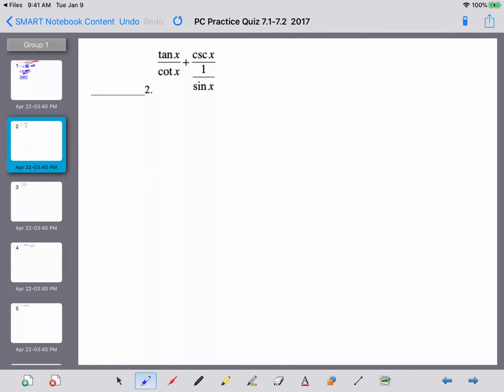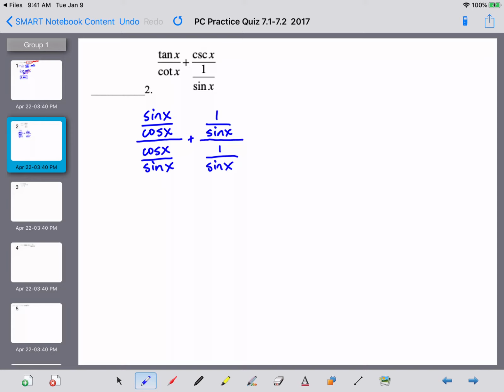Okay, number 2. Again, we're going to write everything in terms of sine and cosine. So tangent, remember, is sine over cosine. And then in the denominator, we have cosine over sine. And in the other fraction, cosecant is 1 over sine x. And then we're just going to leave that denominator as 1 over sine x.